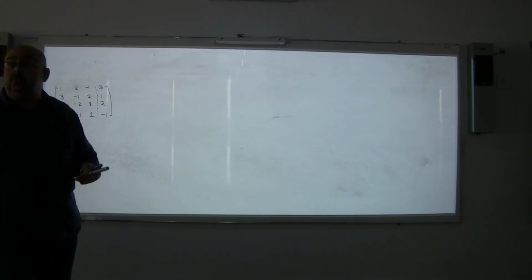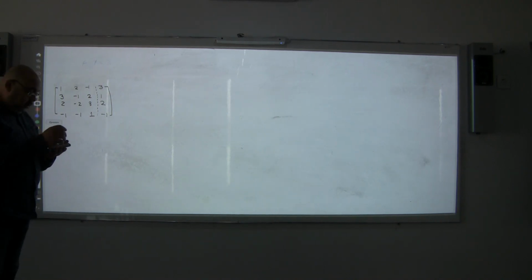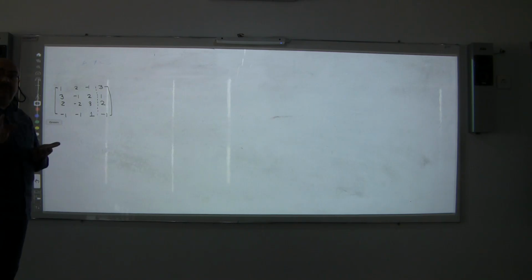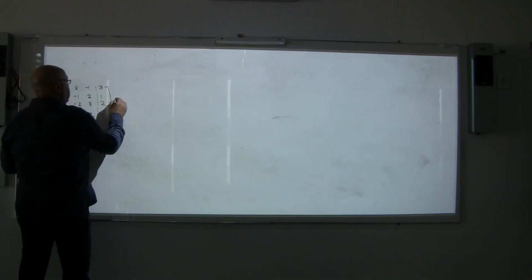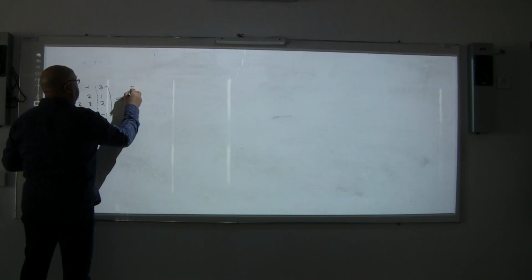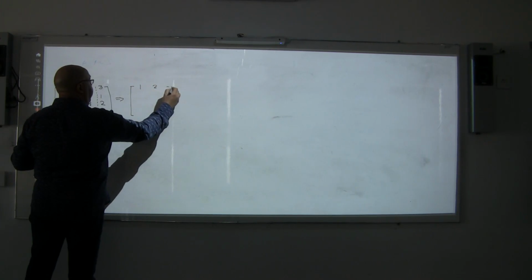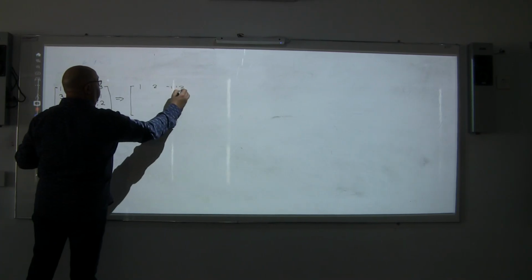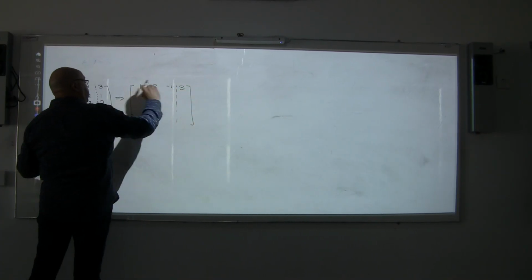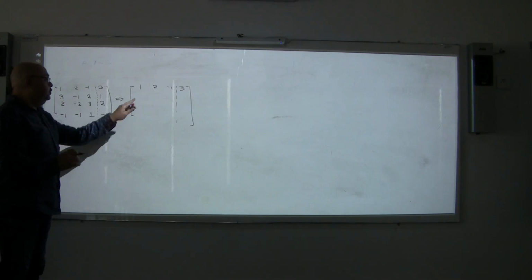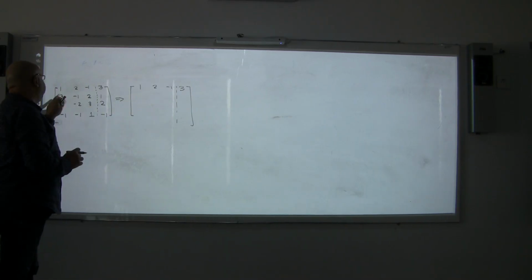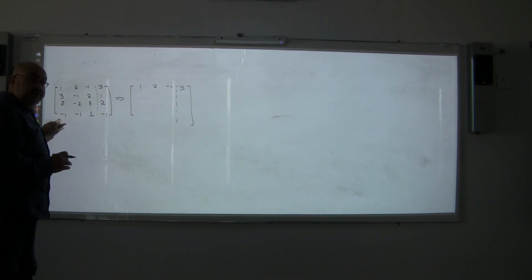Let's try to solve them together and see what's going to happen. I'm going to follow the same steps. The first element in the first row is already positive 1. So the first row is correct: 1, 2, negative 1, and the result equal to 3. I will use this pivot, which is positive 1, to force the elements beneath it to be zeros.